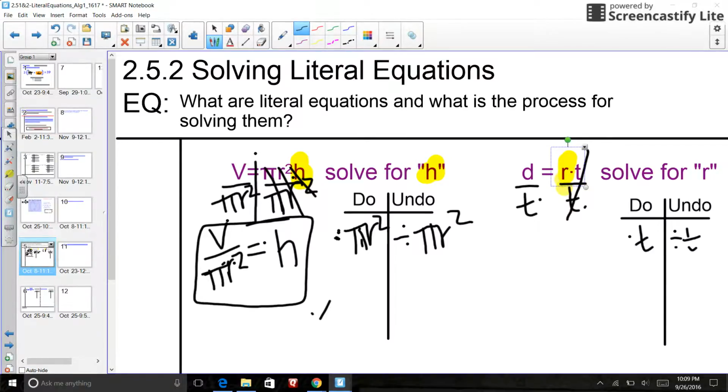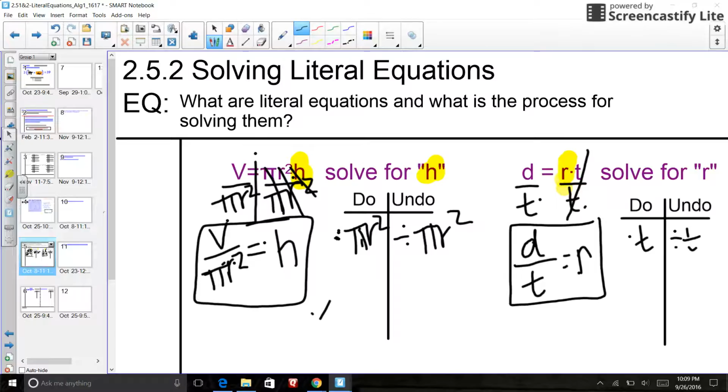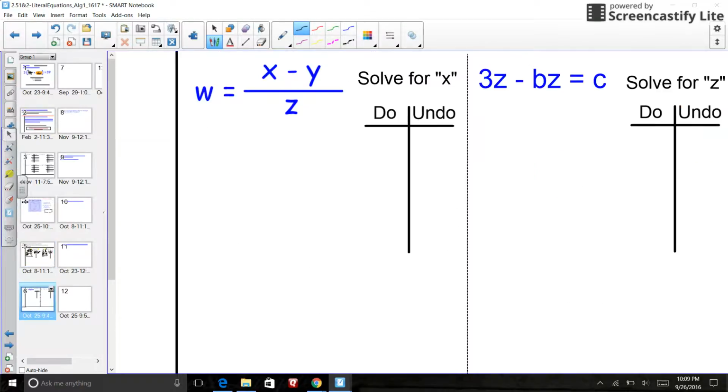Now, I always make my t with a curvy bottom just so I know it's a t, not a plus sign. So my final solution, if I want this formula in terms of r, or the rate, is distance divided by t. Now those are really nice ones because it's really just all multiplication and then I'm undoing the multiplication.